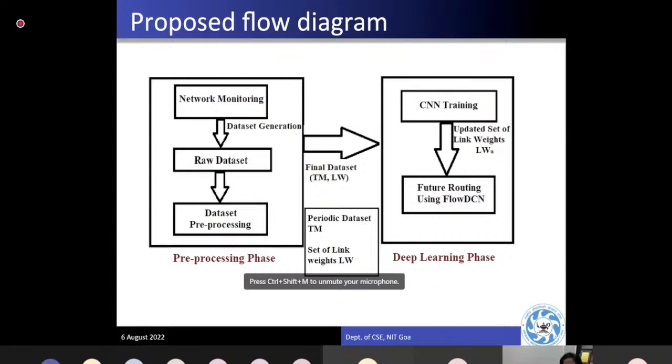So this is the data going in, and here the CNN trains on the data. As I said, it's online training. We update that information to the routing algorithm, and the routing algorithm makes the decision, and it keeps going repeatedly. I repeat, this whole deep learning process is a continuous feedback process.